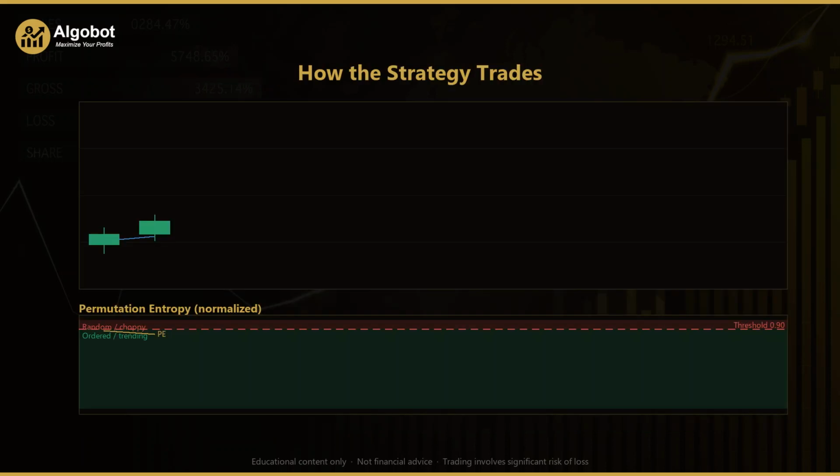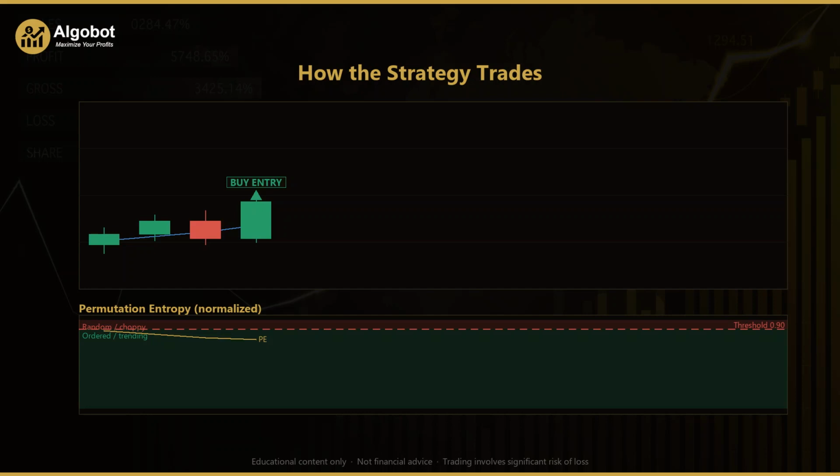Let's bring it all together on this illustration. Across the top you can see the candles and the blue EMA baseline. In the panel below is the normalized permutation entropy, riding between 0 and 1. The dashed line is the threshold at 0.90. When entropy sits in the green ordered band below that line, the strategy is allowed to trade. When it rises into the red band above it, the path is treated as random and the strategy stands aside.